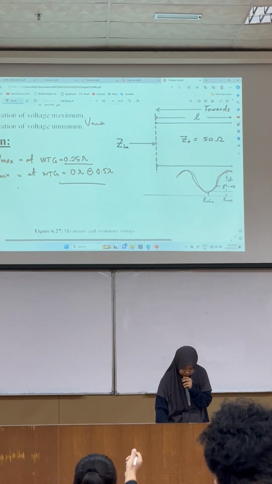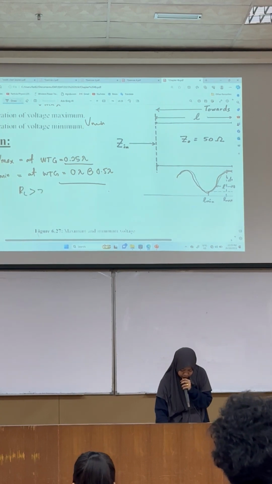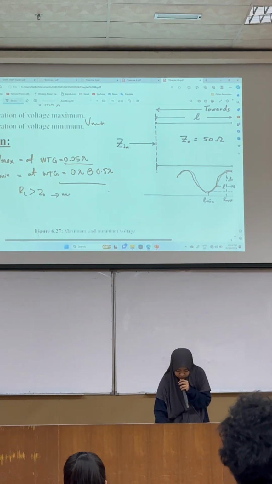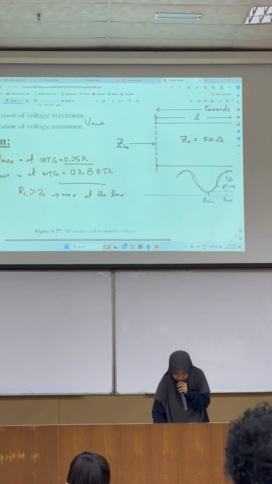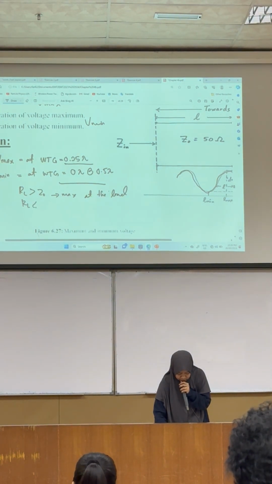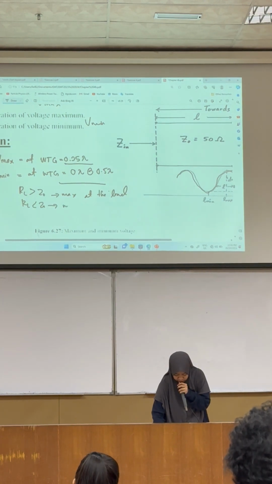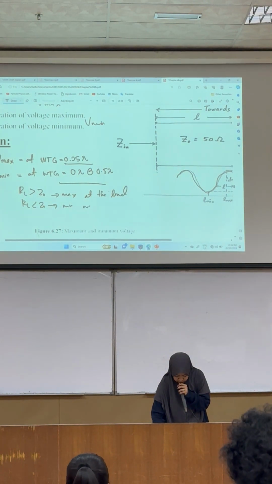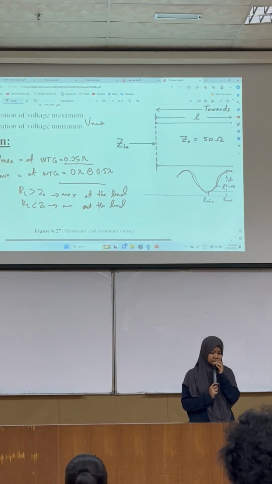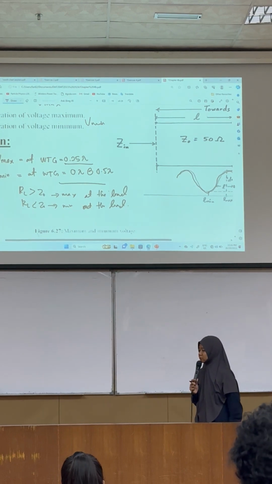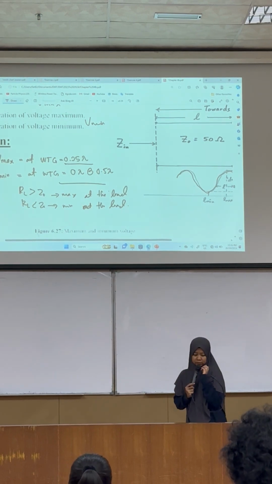If RL is greater than Z0, there is a maximum at the load. If RL is less than Z0, there is a minimum at the load. So this is basically based on the circuit calculations.